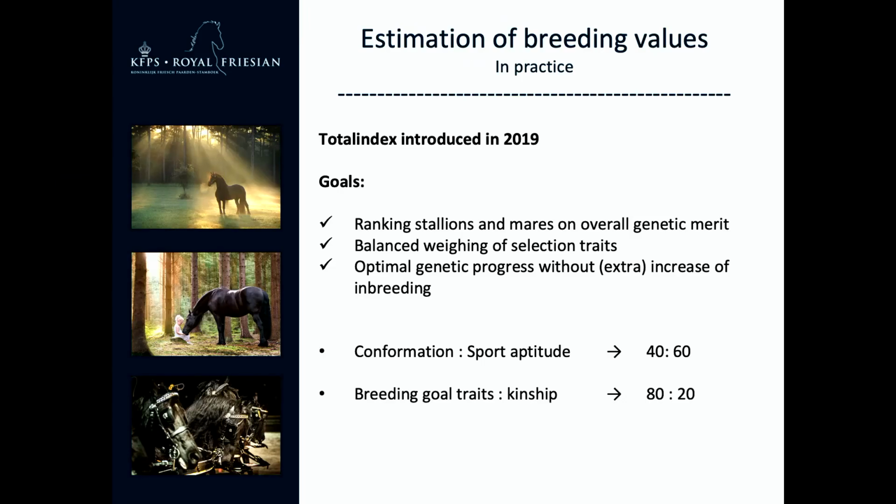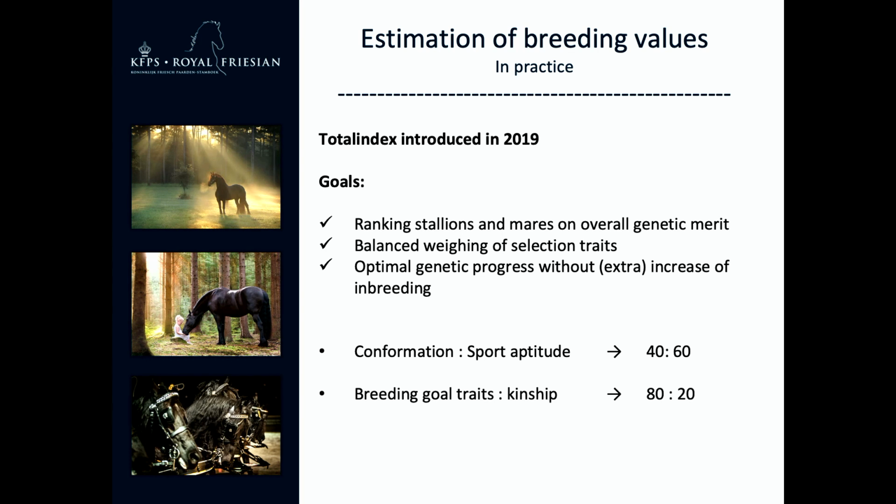So the way we do that is, if we look at the selection traits, conformation and sport aptitude or gait, that it is in a ratio of 40%, 60%. That may sound familiar, because when we judge a horse, we say we have a 60% emphasis on movement and 40% emphasis on conformation. So in our total index, we also have 40% emphasis on conformation and 60% emphasis on sport aptitude over movement.